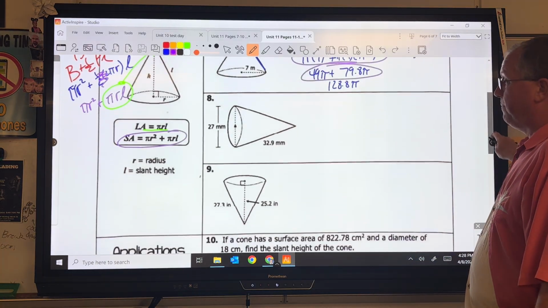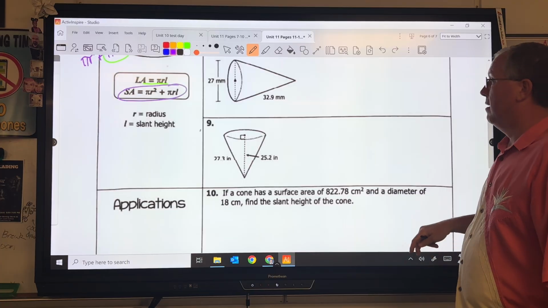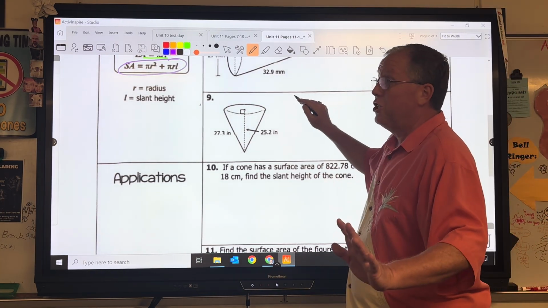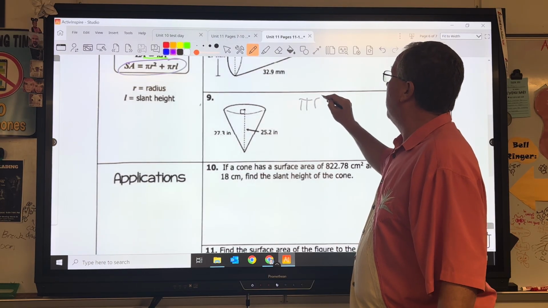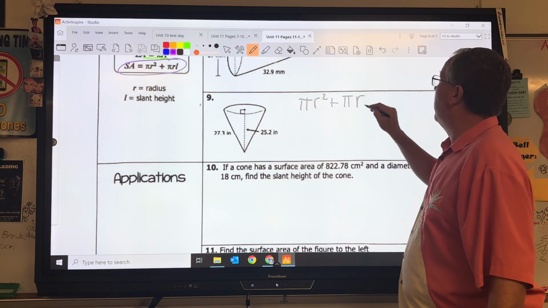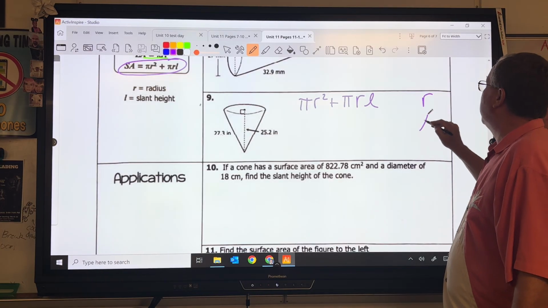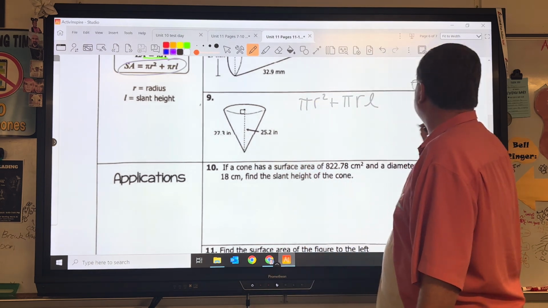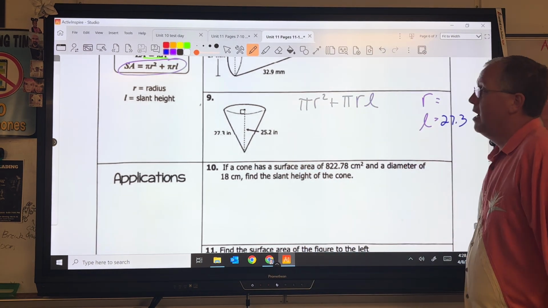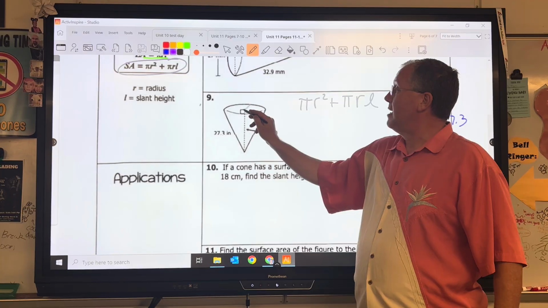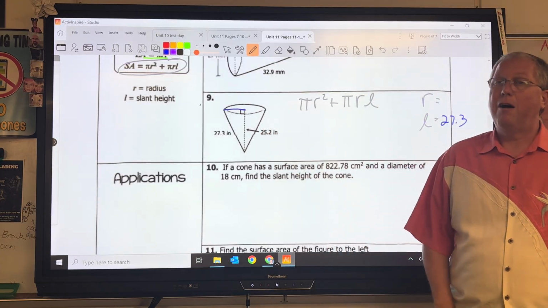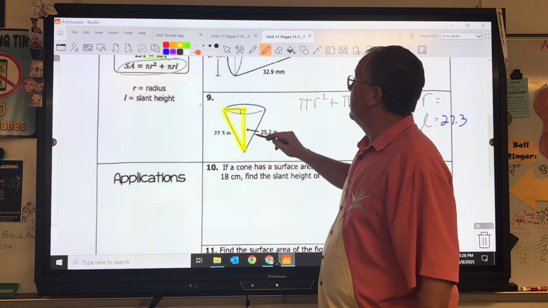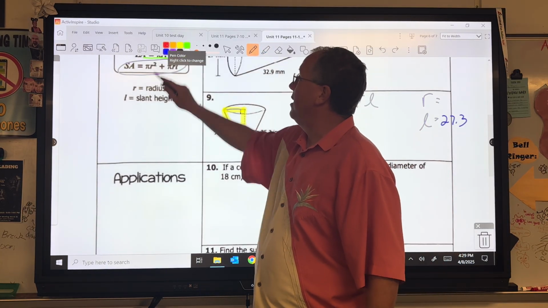Let's jump down to this guy, all right? So for this guy, number 9, remember, nothing's changed. I still need pi r squared plus pi r slant height. I need a radius and I need a slant height, okay? Well, slant height's easy. Slant height, 27.3. Radius, I do not have a radius. However, I do have a right triangle because that's what a cone is.